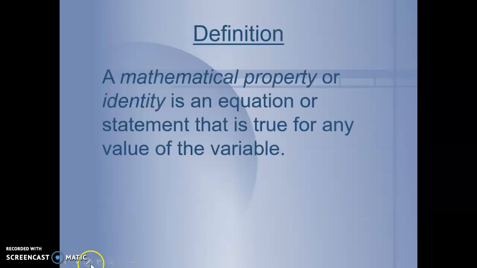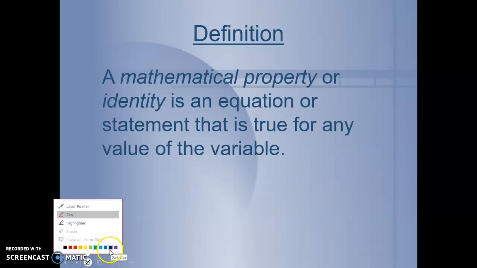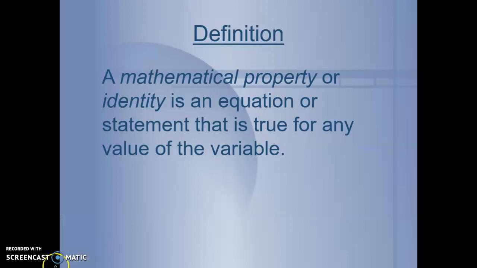Let's take a look at another definition and talk about some properties of addition. A mathematical property or identity is an equation or statement that is true for any value of the variable. So these are true no matter what numbers we put with them.